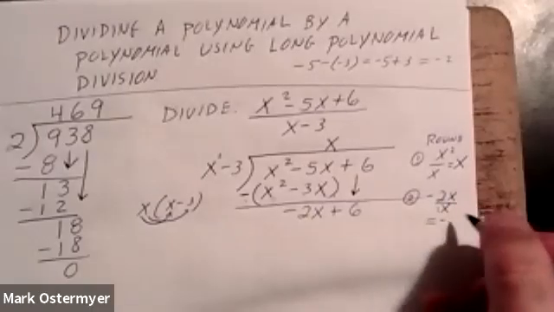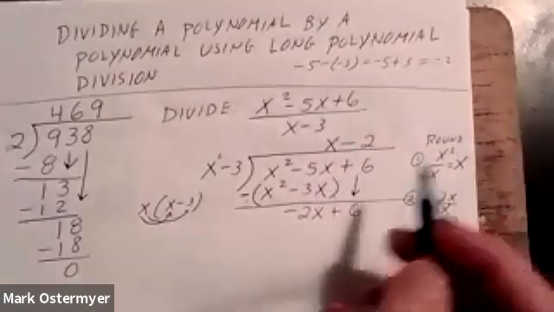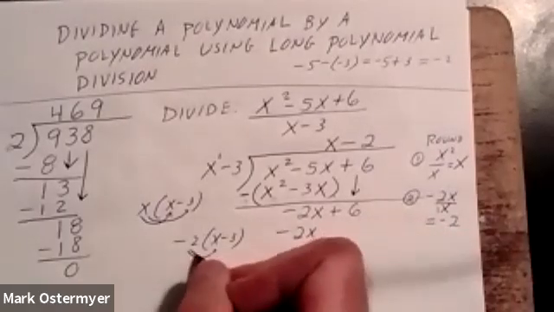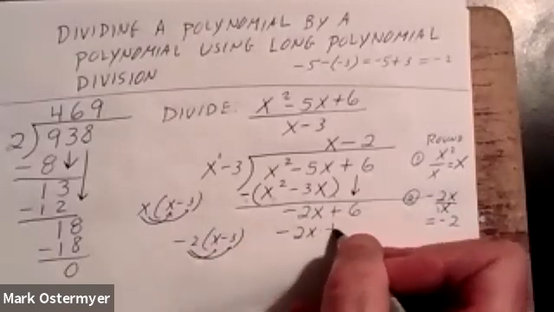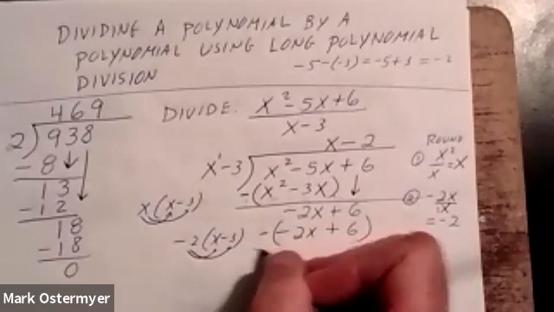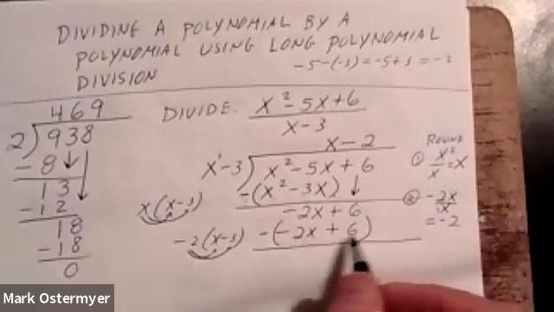No, this is negative 2x divided by x. What does that reduce down to? Negative 2. Just negative 2. Minus 2 becomes the next term in our quotient. We take the negative 2 now and multiply it by our divisor. Negative 2 times x, negative 2x. Negative 2 multiplied by negative 3, plus 6. And now we subtract off the whole polynomial. Make sure you always enclose this polynomial inside parentheses.